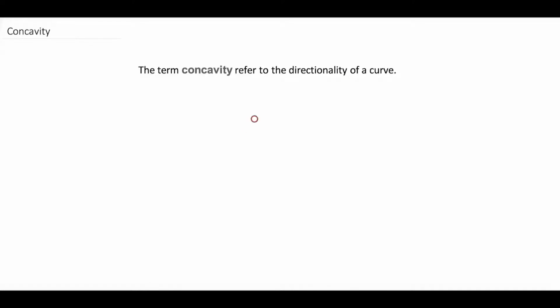Right, so the term concavity in the dictionary refers to the directionality of a curve, or in mathematical terms, concavity is the change in gradient along the curve or along the graph, okay? So in spec, there are two types of concavity. There are concave up and there is concave down, okay?